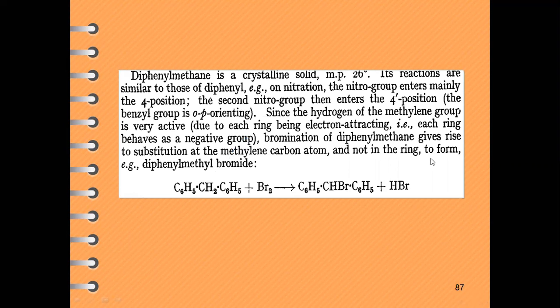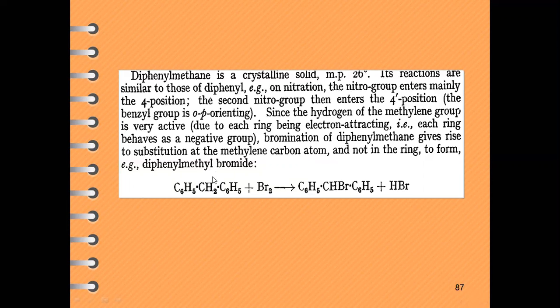So the hydrogen of that methylene bridge is very active. The bromination of diphenylmethane gives rise to substitution at the methylene carbon atom. That is why those two lateral or terminal benzene rings act as a negative group, and the bridged methylene group acts as a positive group. That is why these two hydrogens of this bridged methyl group are very reactive.